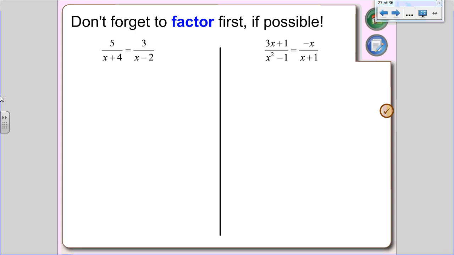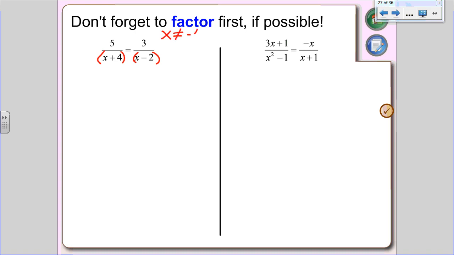Because I know that my goal is going to be to get x by itself after I have a common denominator. To get a common denominator, I need packages of things. That's why I'm putting brackets around. It also helps me with step 2, which is my NPVs. So x cannot equal negative 4 or 2. Those are the things that would cause me to divide by 0.